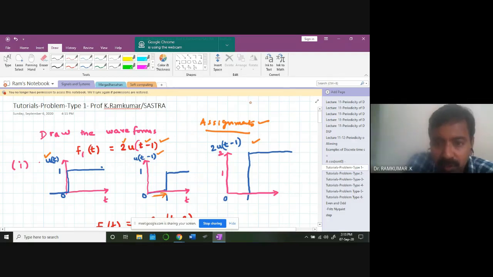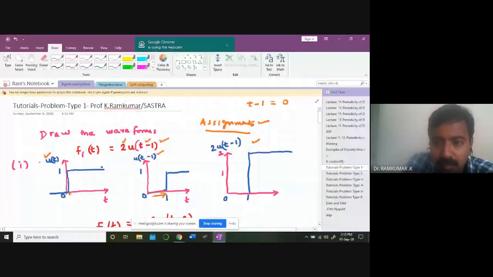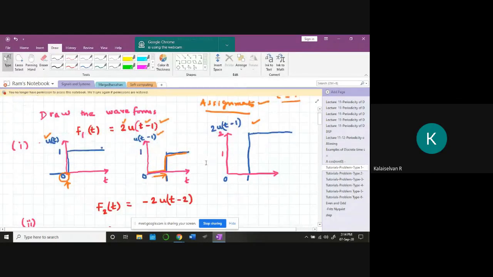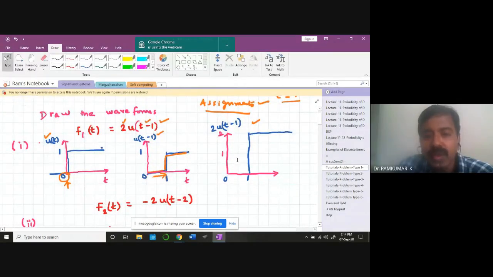So if t minus 1 is equal to 0, I am looking at this particular point, then what is t? t will become 1. Naturally, whatever is happening at the 0th instant is going to happen at the first instant. So simply I am shifting it. Is it clear? Then I am doing 2 times amplitude.